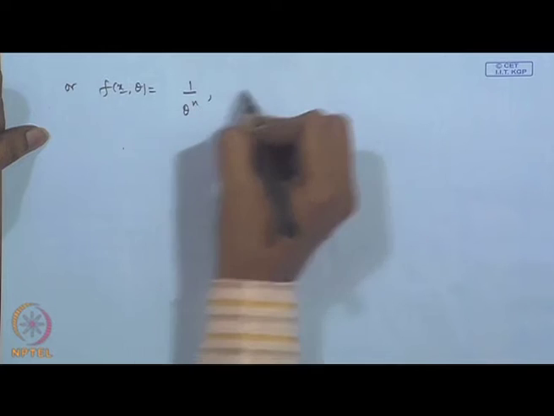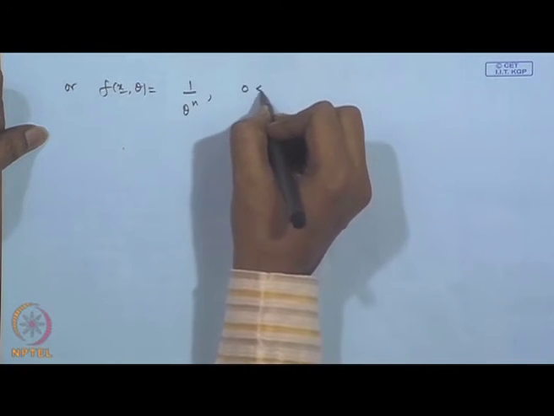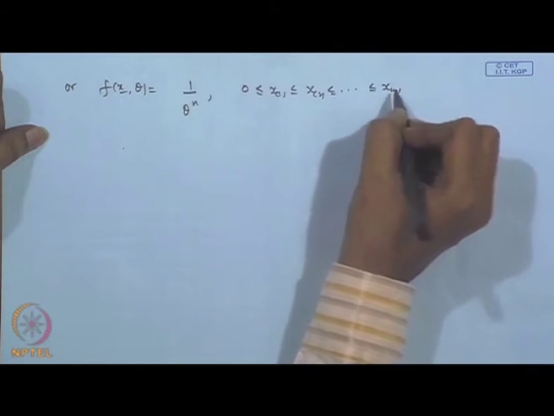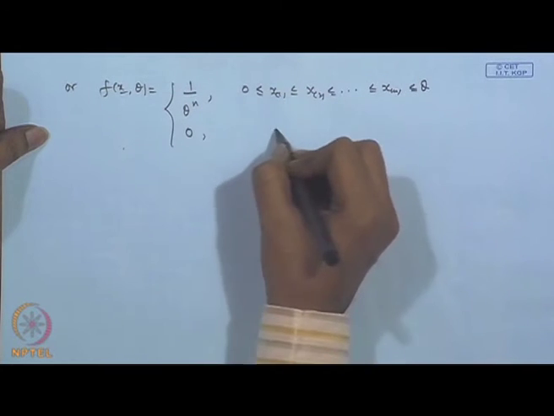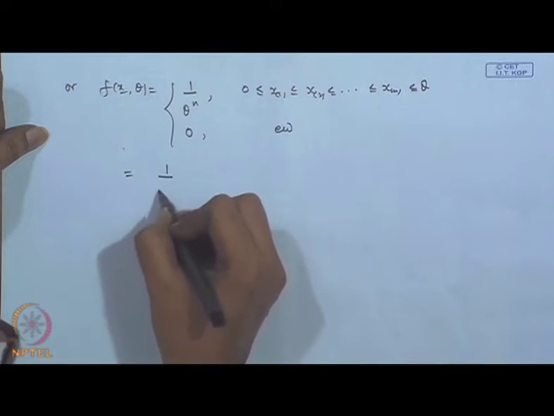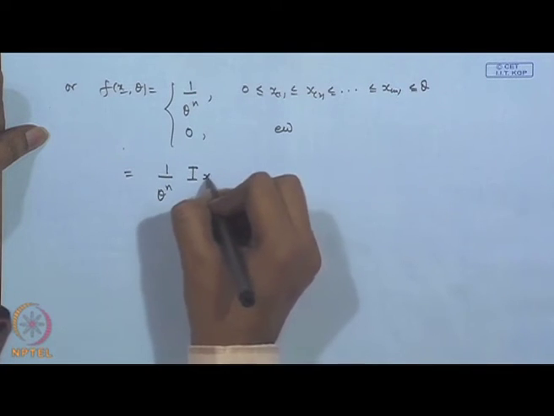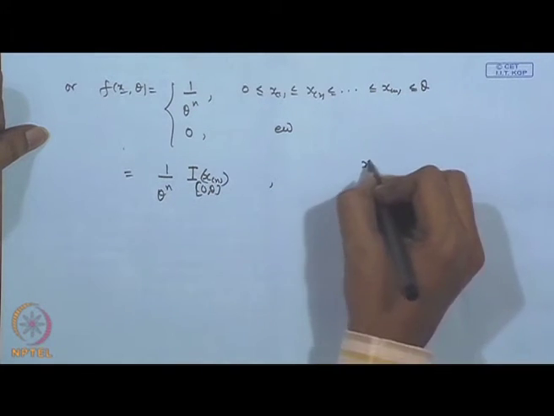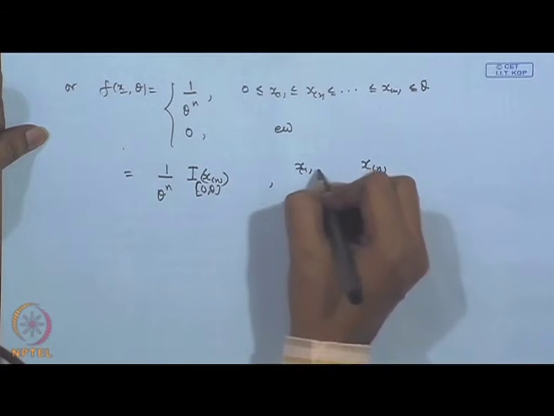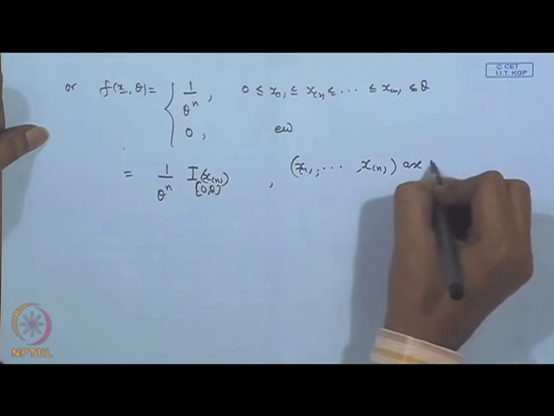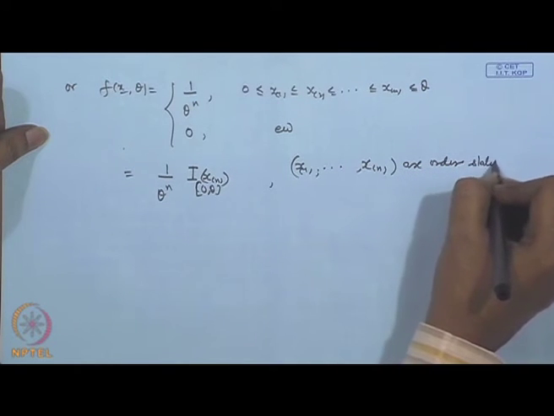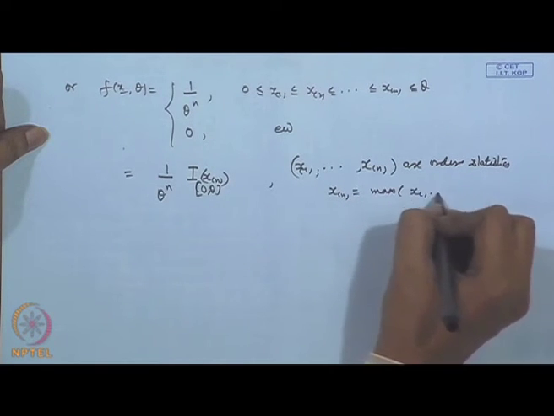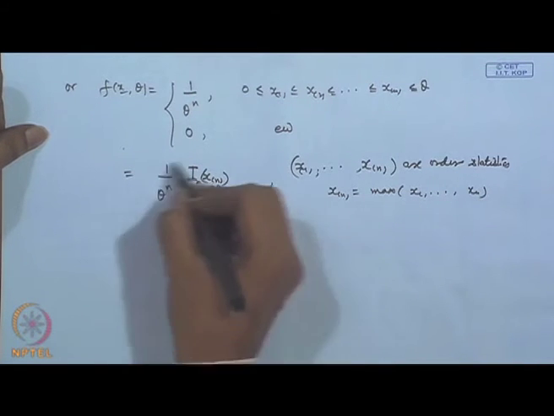We can write this as 1 by theta to the power n for 0 less than or equal to x(1) less than or equal to x(2) less than or equal to ... less than or equal to x(n) less than or equal to theta, and 0 elsewhere, which we further write as 1 by theta to the power n times the indicator function of the largest order statistic. Here x(1), x(2), ..., x(n) are the order statistics, so x(n) is actually the largest. So, we can write it in terms of this.